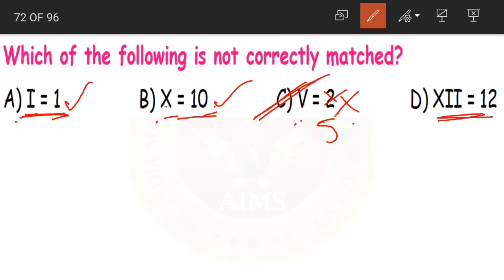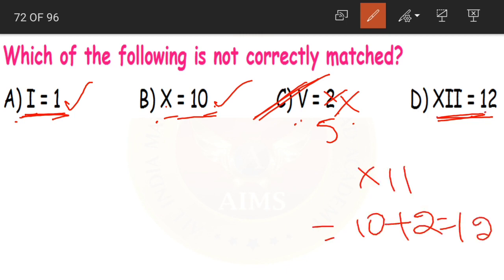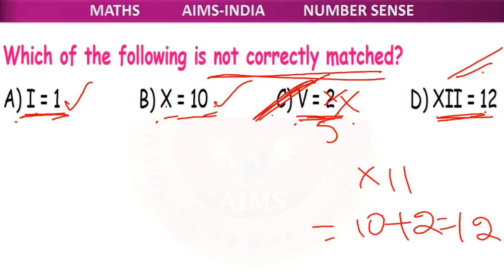But let us check option D as well, because sometimes we can have two options as correct answers. XII is equal to 10 plus 2, that is equal to 12. So even option D is correctly matched. Only option C, V is equal to 2, is not correctly matched, so it is our correct answer.